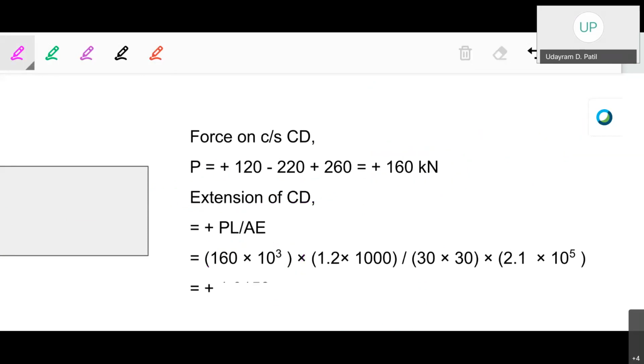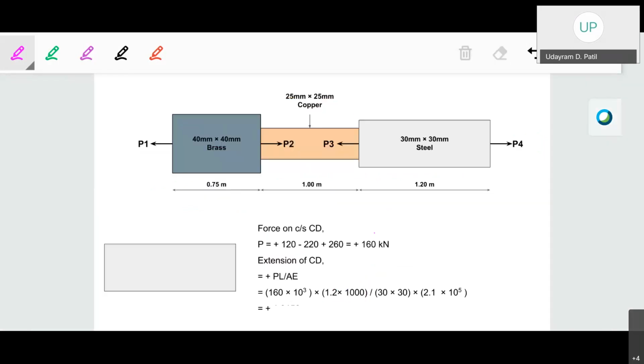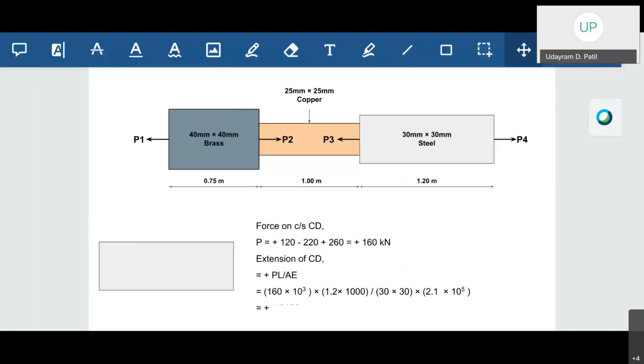Okay, multiplying with 1.2 meter, that is the length of the particular member, dividing with the area, that is 30 mm by 30 mm, and the Young's modulus, that is 2.1 multiplied by 10 raised to 5. That will give us the extension of the particular CD.